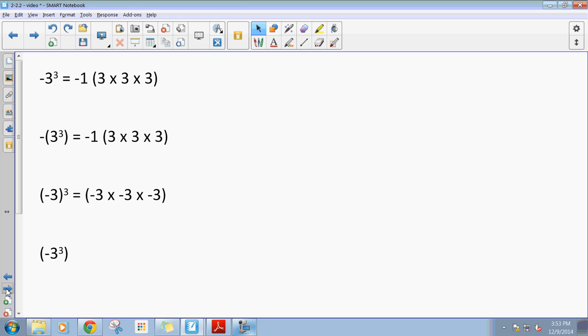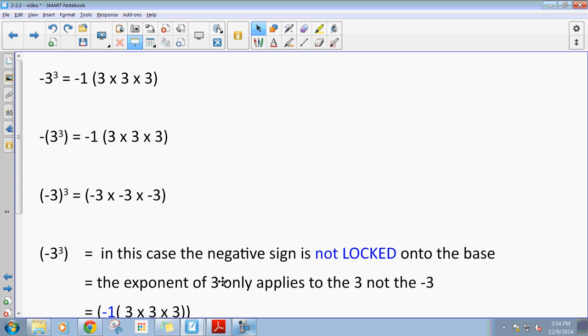Finally, our last example, negative 3 to the power of 3, all inside brackets. In this case, the negative sign is not locked onto the base. The exponent of 3 only applies to the 3 and not the negative 3. And if you look at the final example, open bracket, negative 1, open bracket, 3 times 3 times 3, close bracket, with the exception of the extra set of brackets, looks exactly the same as the first two.